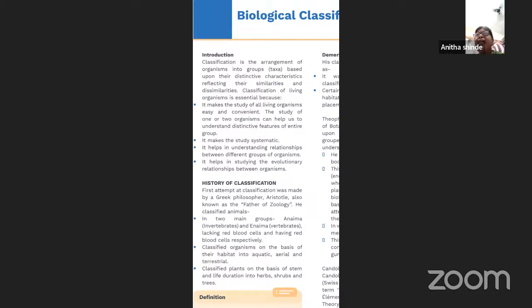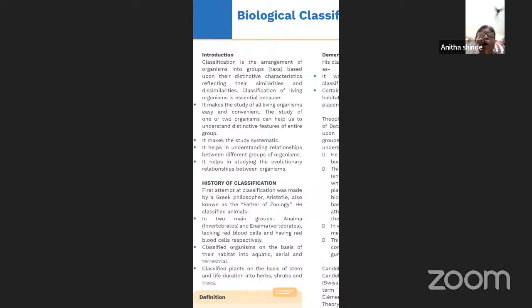Second, it makes the study systematic, and it also helps in understanding the relationships between the different groups of organisms, and it gives you a clue regarding their evolutionary relationships. So because of these fundamental reasons, classification is very essential.